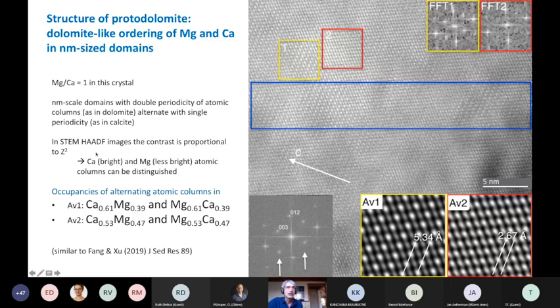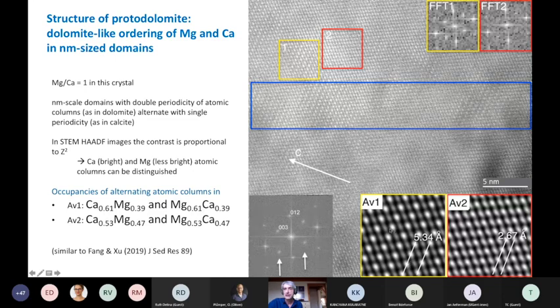Actually, in STEM high-angle annular dark field images, the contrast is proportional to atomic number squared. You probably learned about this in the workshop. So that means calcium-rich columns are bright and magnesium-rich columns are less bright. From this, we would think that this is just ordered dolomite.